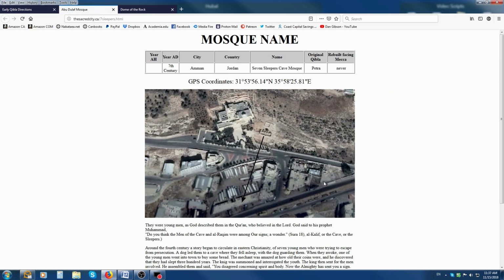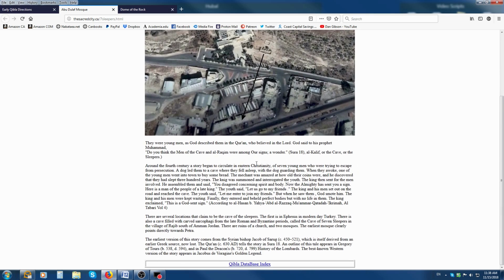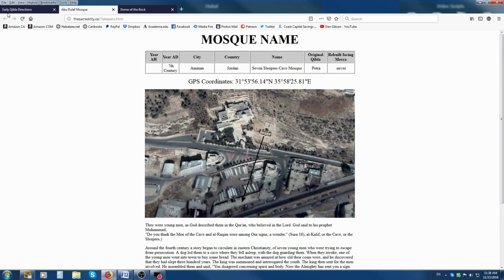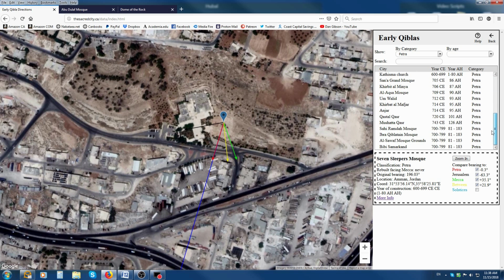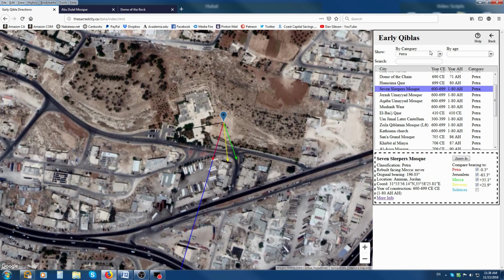So if you want to know what this is, here I have a satellite picture from another source taken on a better day and different angle, but you can see where it is. You can clearly see which direction the Qibla points. And there's a story about what this mosque is. So that's in Amman, Jordan. And we can see this mosque again points to Petra, not to Jerusalem, not to Mecca, not in between, and so forth. So we have a chance to see the different choices that we have. So you can go down and look through the different mosques that point to Petra. Now maybe we want to look at the ones that point to Mecca.